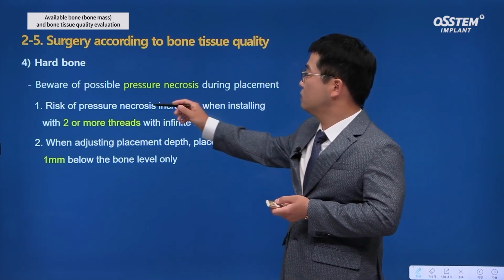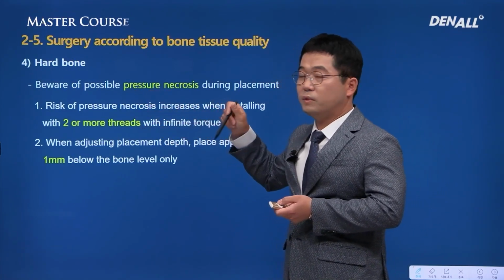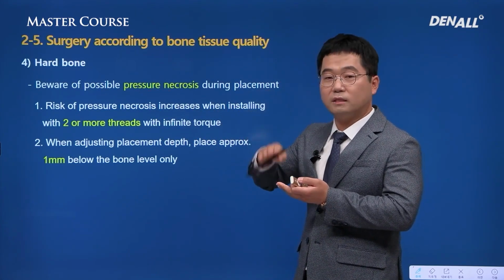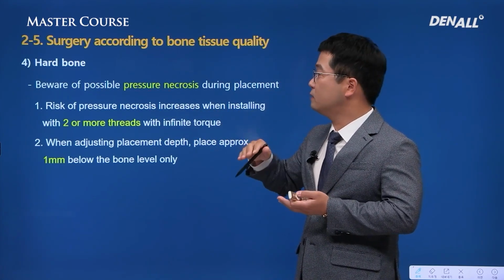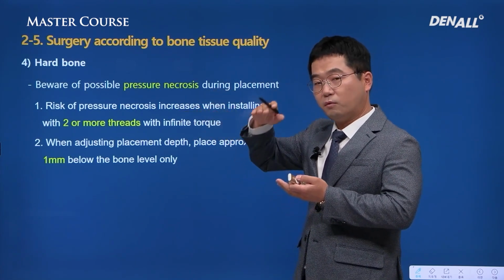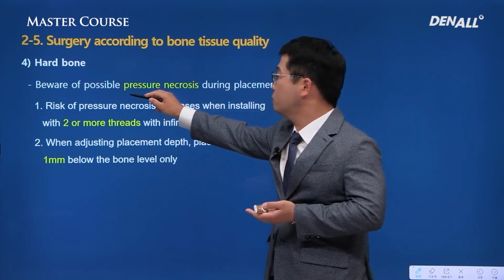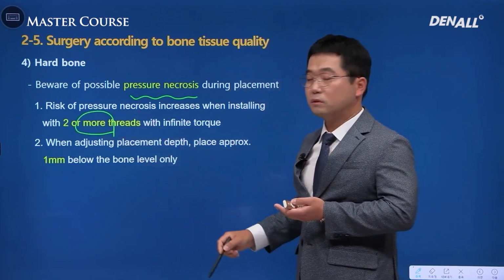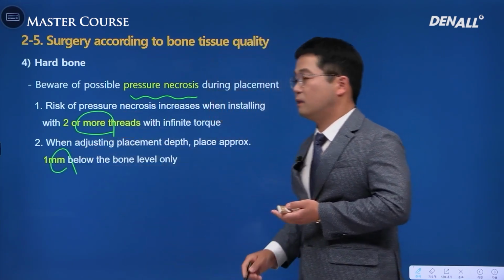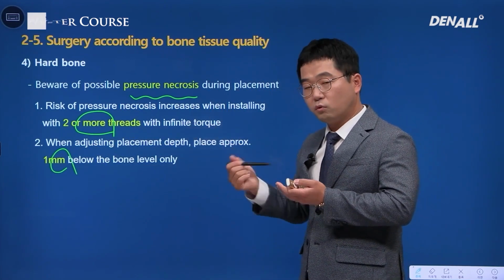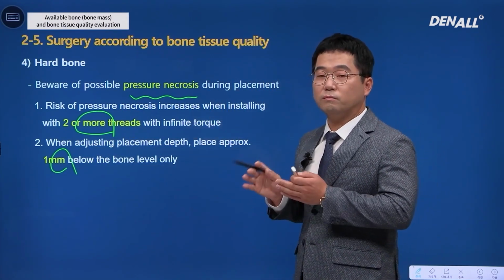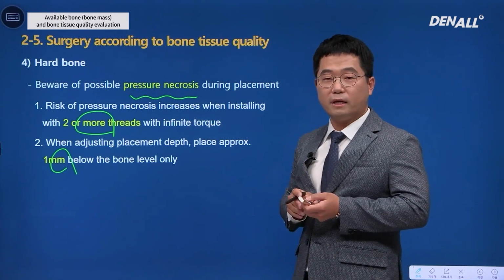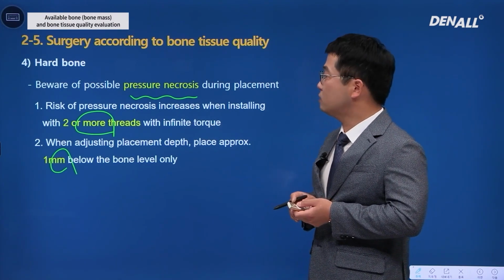When placing an implant, we need to adjust the implant height. If you adjust it excessively in hard bone, then pressure necrosis can occur. Therefore, you need to be aware that there is increased risk of pressure necrosis when installing 2 or more threads with infinite torque. When adjusting placement depths, place approximately 1 millimeter below the bone level only. There are many precautions in doing implant placement in hard bone.